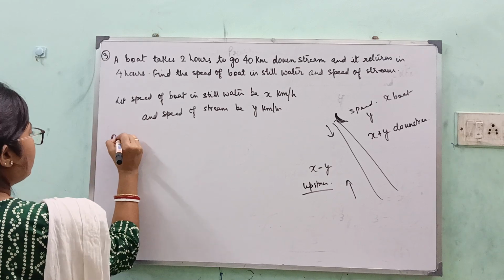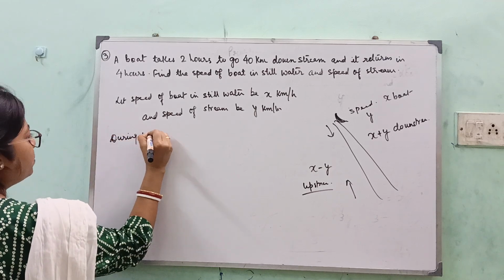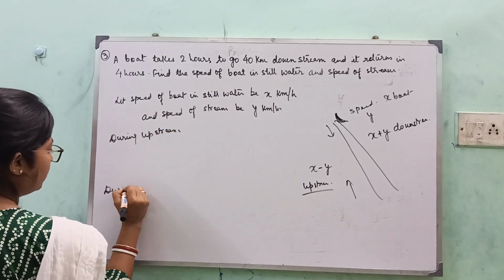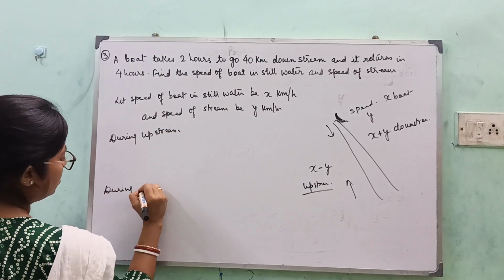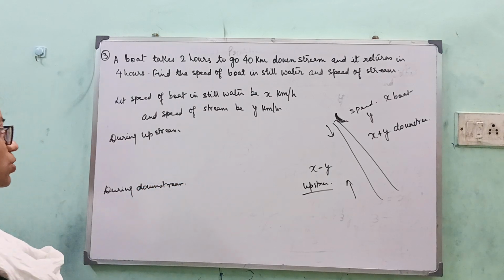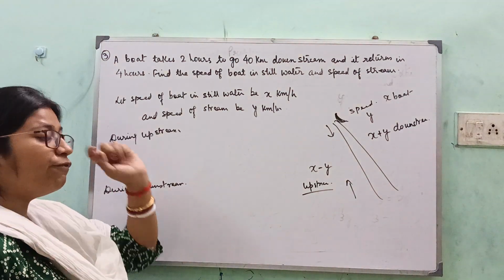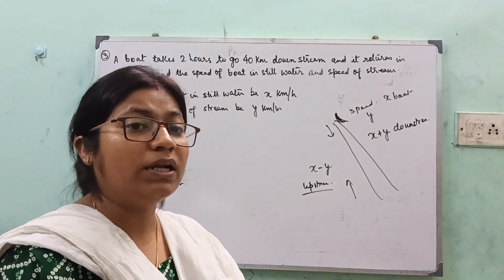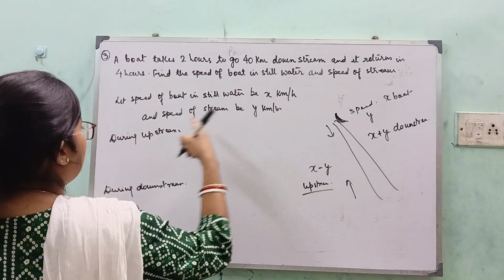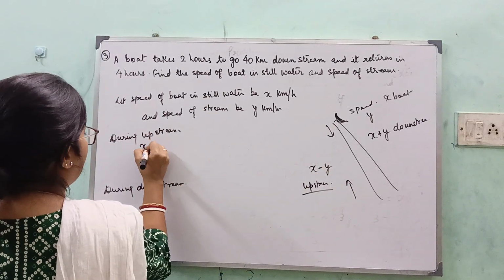So during upstream and during downstream. Here also see two cases. Always you will find the two cases. You have to look for the two cases and put them down in the form of an equation. So during upstream, the speed is what? During upstream, speed is x minus y.